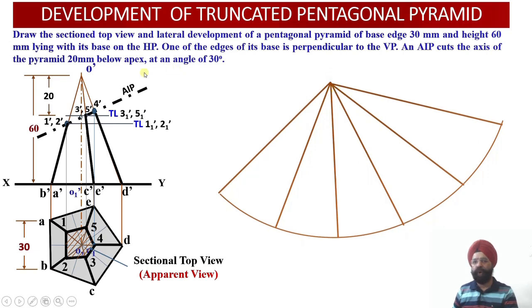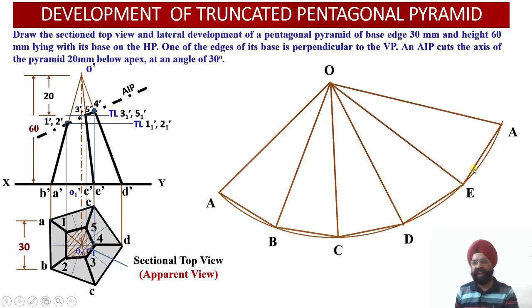So this is my point O, which corresponds to the apex. So the capital O point will be located here. The arc length, this arc, will be equal to the true length of the slant generator, which is O dash D dash. So this true length of the slant generator will give me the radius of this arc.